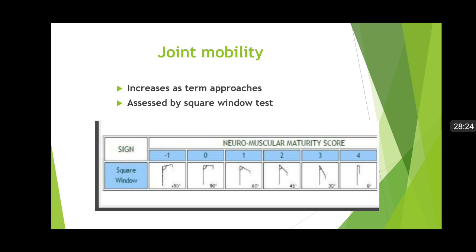So these all were about muscle tone. Then the second part was the neuromuscular examination. First was muscle tone, second was joint mobility. And in joint mobility, as we approach term, the joint mobility will increase due to the influence of various hormones released by the mother, like relaxin, which also increases the mobility or stretching power of the mother's pelvic joints, so that there will be an easy labor, and also they will influence the joints of the fetus, so that the joints are not stiff and they are easily movable during labor. That's why joint mobility increases towards term, and it is assessed by the square window test.